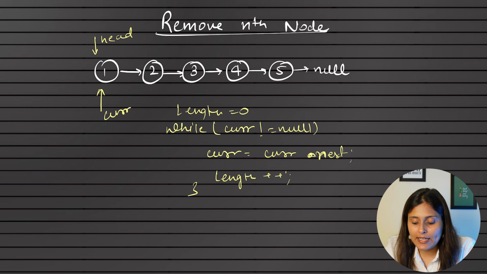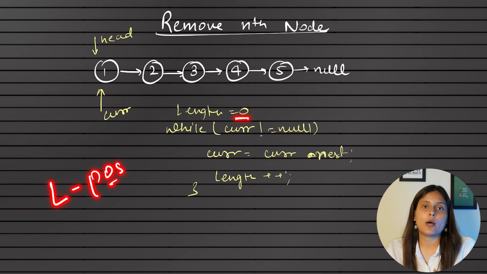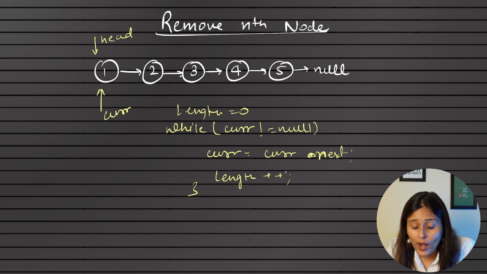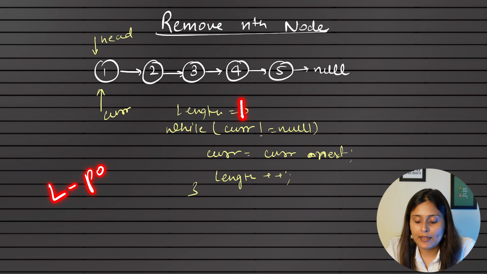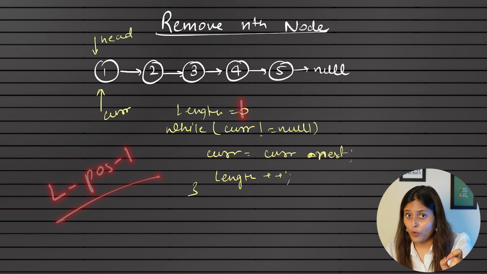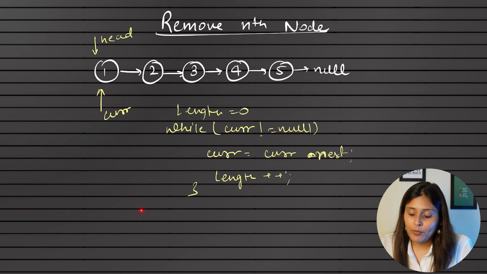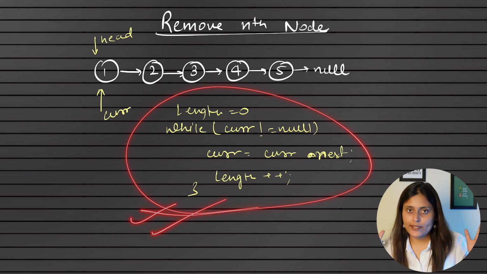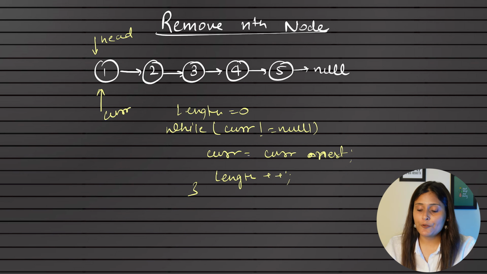Okay. So in this case, if you initialize with 0, you have to take length minus position jumps. If you initialize with 1, you have to take length minus position minus 1 jumps. I hope this point is clear. Okay. So now we have calculated the length. Now what? We have to take jumps.